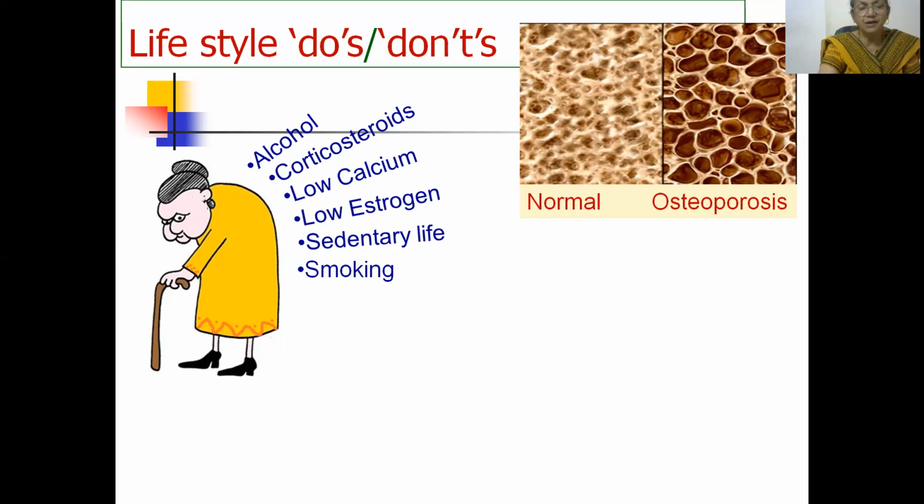And the modifiable ones definitely should be controlled. Alcohol, sedentary life, and smoking can definitely be avoided. Steroids also should not be prescribed casually. They should be prescribed only and only if absolutely necessary, not just for osteoporosis. Innumerable other adverse effects are also associated with chronic use of steroids. So they have to be used or prescribed only and only if absolutely necessary.